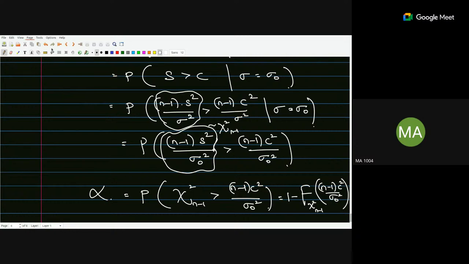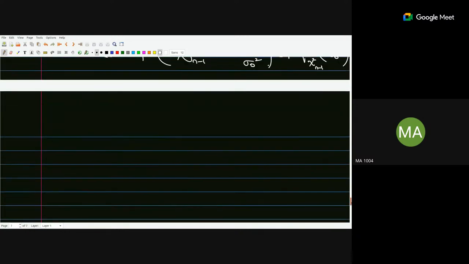Okay, so that is alpha. That's how I will compute alpha for chi square distribution. And then once you get the alpha, compare it with the p value and you can do reject or accept.